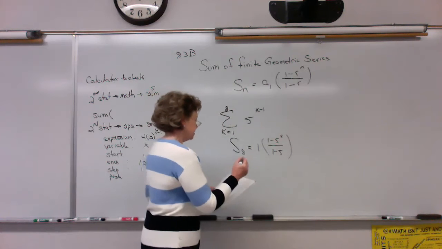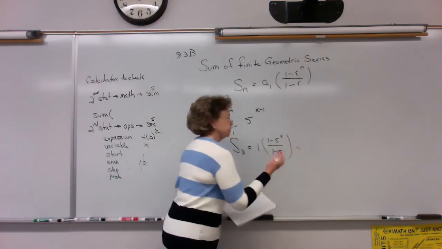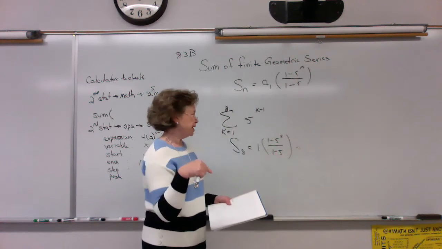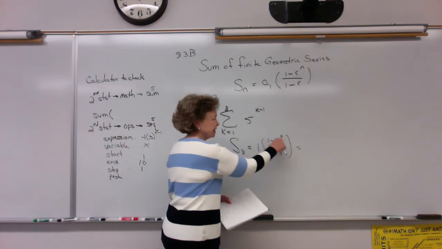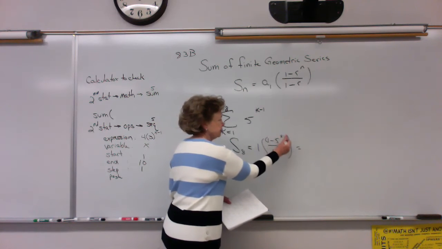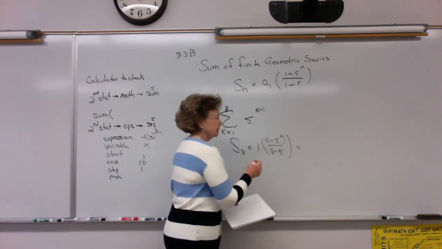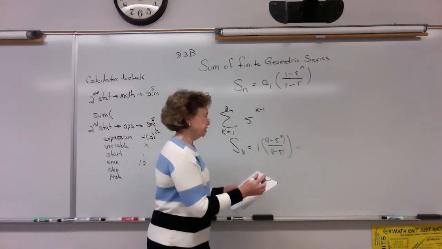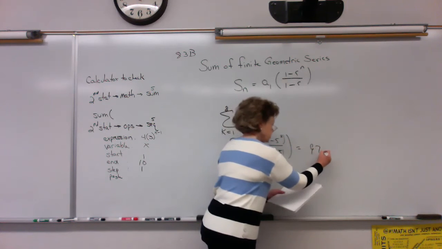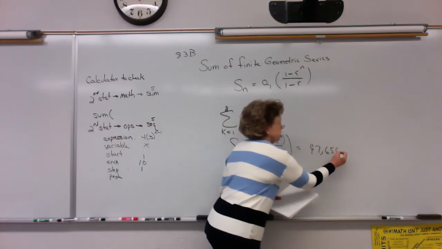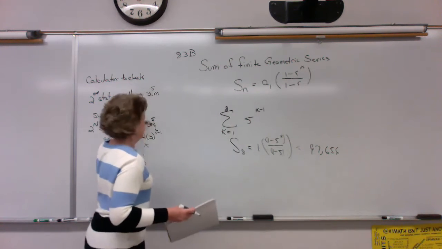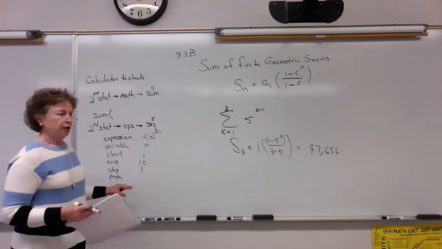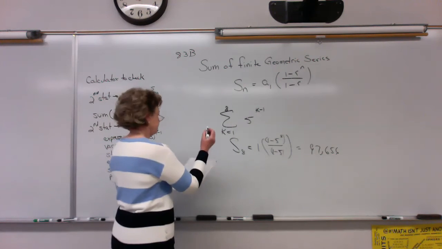On your calculator, plug it in just the way you've written it: parentheses, 1 minus 5 to the 8. Make sure that is in parentheses, divided by 1 minus 5, and out should come 97,656. Check with your calculator using this process if you want to. That was number 7.